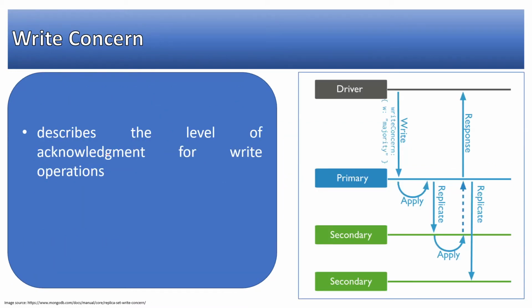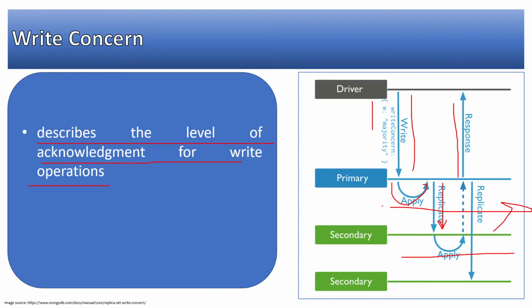Write concern basically describes the level of acknowledgement for write operations. For example, this is the client which is trying to write, right? It applies the write to the primary and replicates the data to the secondary, right? So this is the time: first this much time it takes to write to the primary, then replication starts and returns to the secondary.